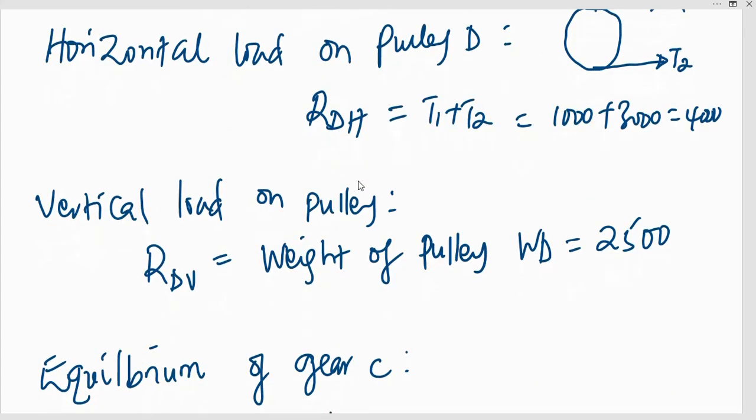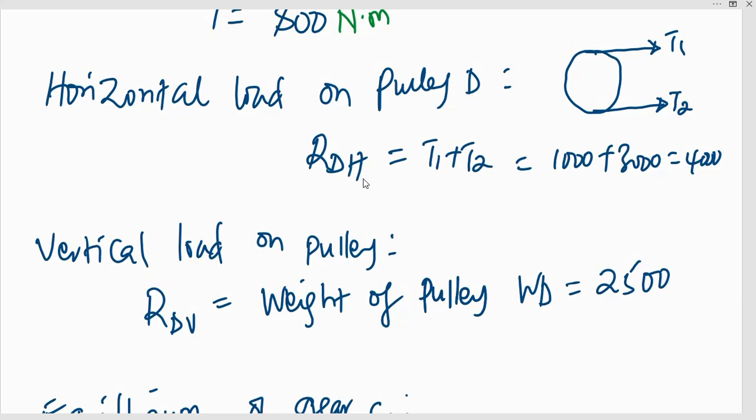So we need to analyze the forces acting on the pulley. Therefore, we have horizontal forces. The horizontal load on the pulley D is going to be due to the tensions. If it is rotating around this point, then we know it is being acted on by T1 and T2. So the radial force will be T1 plus T2, and I'm resolving forces in the horizontal direction. This will be 1000 plus 3000, and that gives you 4000 newtons.